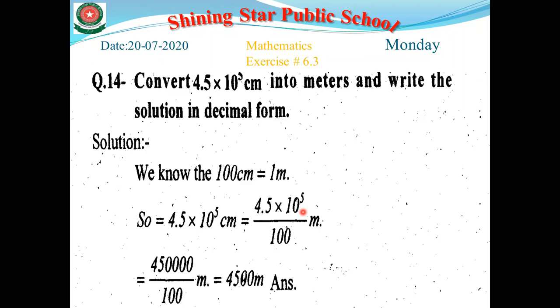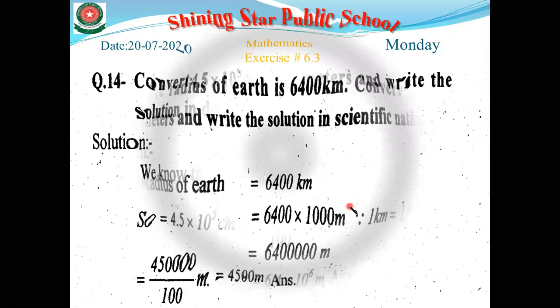Okay, ji. Now 10 power 5 means 100000. Okay, so that's why we write 45 and 4 zeros. Because of this point, we write 4 zeros. In denominator, we have 2 zeros. 2 zeros cancel, 4500 meter, which is your required answer.